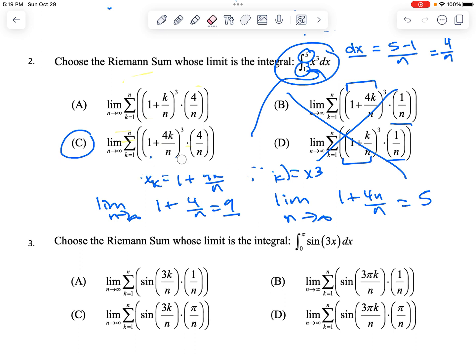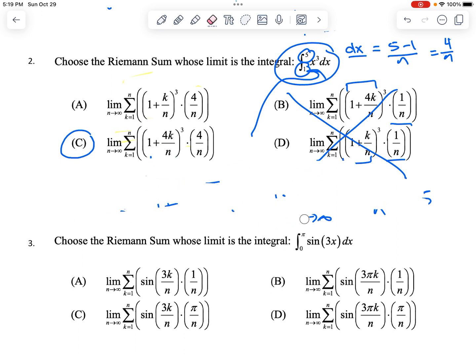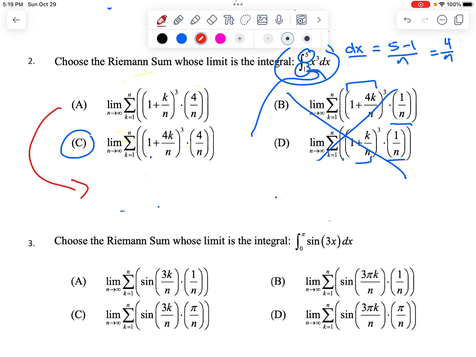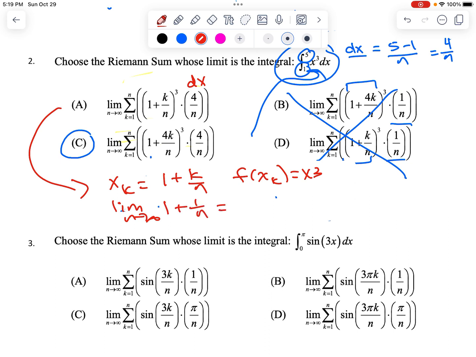Now, if you started with A and checked A, let's see why that doesn't work. So if you try to use A, there's my dx, and your x sub k would be 1 plus k over n. You're still taking that function and cubing it, so that makes sense. But let's see if our bounds make sense. My first bound would be 1 plus 1 over n. That limit is 1. That's fine. Your upper bound would be 1 plus n over n, which only gives me 2, but my definite integral needs to go to 5. So that's why A cannot be the answer.